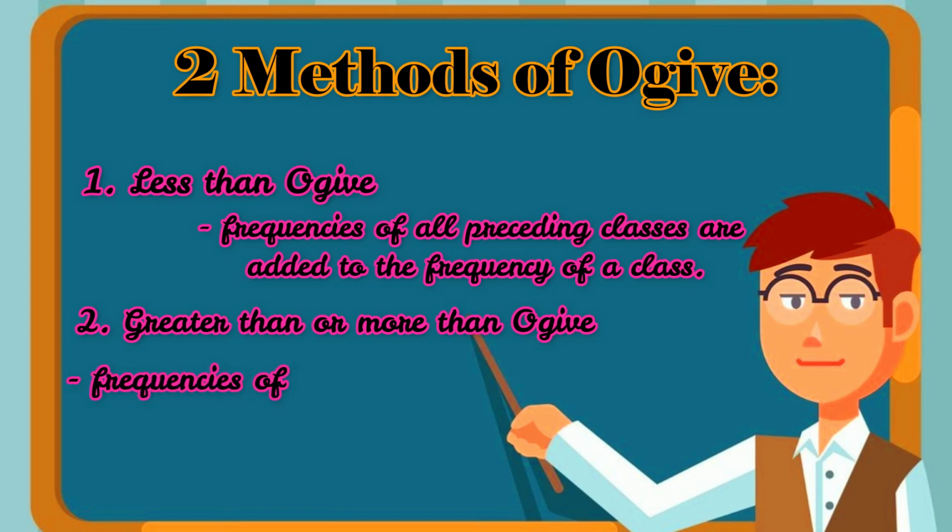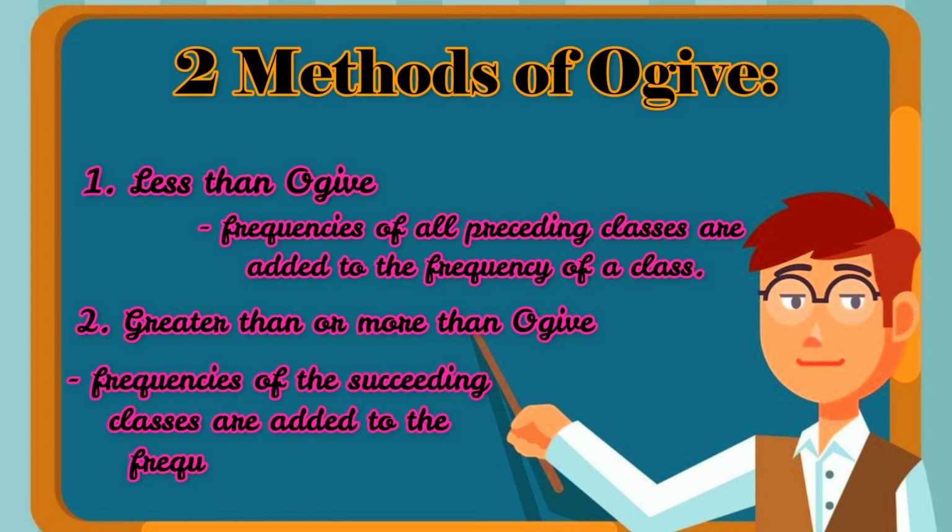The second one is the greater than or more than ogive. The frequencies of the succeeding classes are added to the frequency of a class. This series is called the more than or greater than cumulative series. It is constructed by subtracting the first class frequency from the total, the second class frequency from that, the third class frequency from that, and so on. The upward cumulation results in the greater than or more than cumulative series.